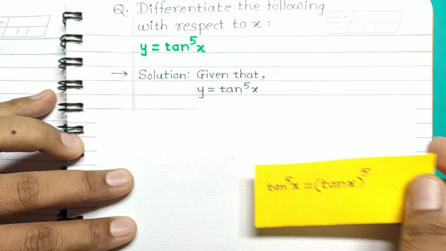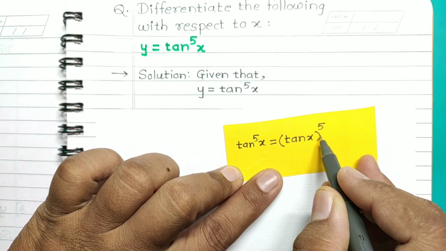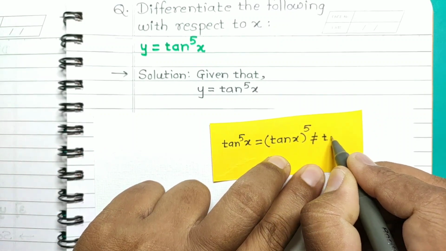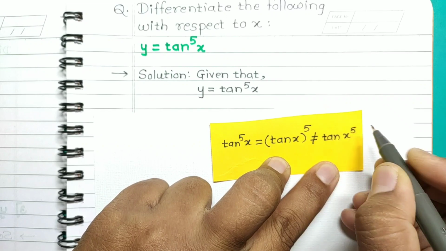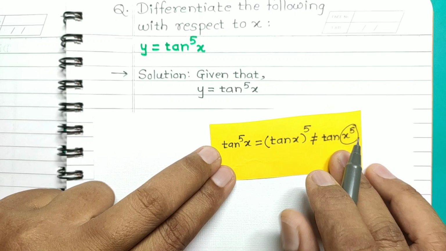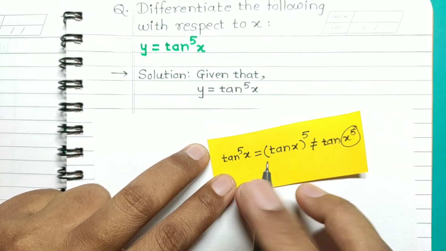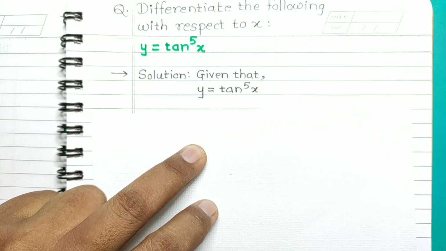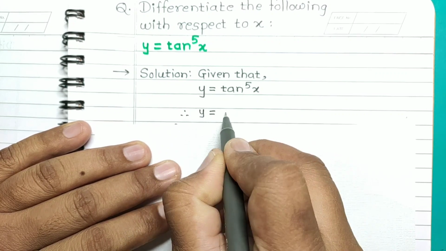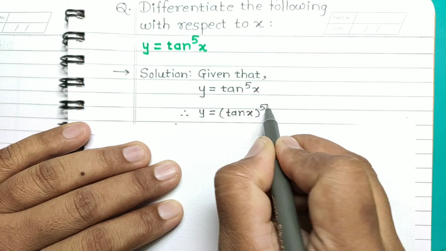We know that tan raised to 5x is equal to (tan x) bracket raised to 5, but it is not equal to tan of x raised to 5. You note this. Okay, this is the angle and this is the product of tan x, 5 times. So note this step. So we write this y as y is equal to (tan x) bracket raised to 5.